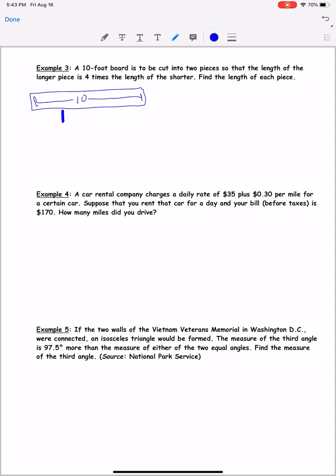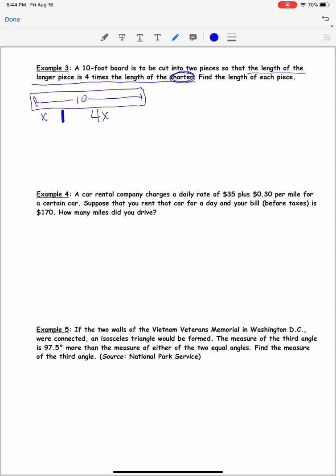And so when you read this sentence here, the length of the longer piece is 4 times the length of the shorter. Which of those pieces do you have no information about? You have no information about that shorter piece. So that shorter piece is your starting point. That's just your regular variable. So in this case, I'm going to make that an x. So if I'm representing this short piece to be x, how do I represent that the length of the longer one is 4 times the length? Well, now that's 4x. So always figure out which one you have no information about. That's going to be your x. And then you can kind of go from there.